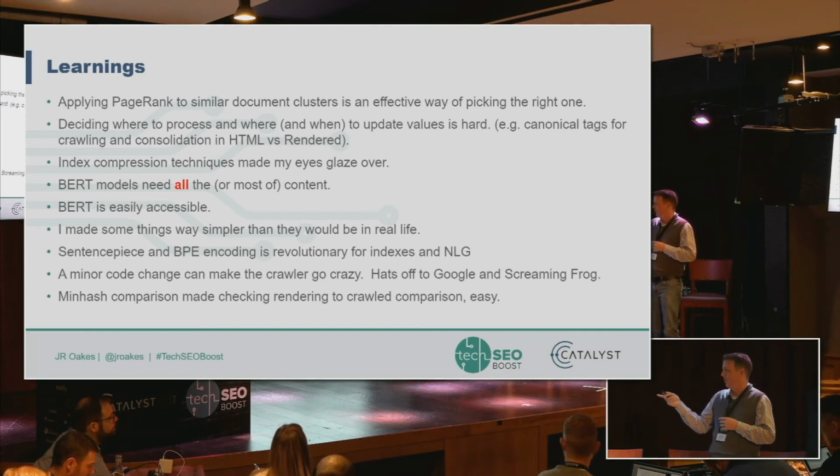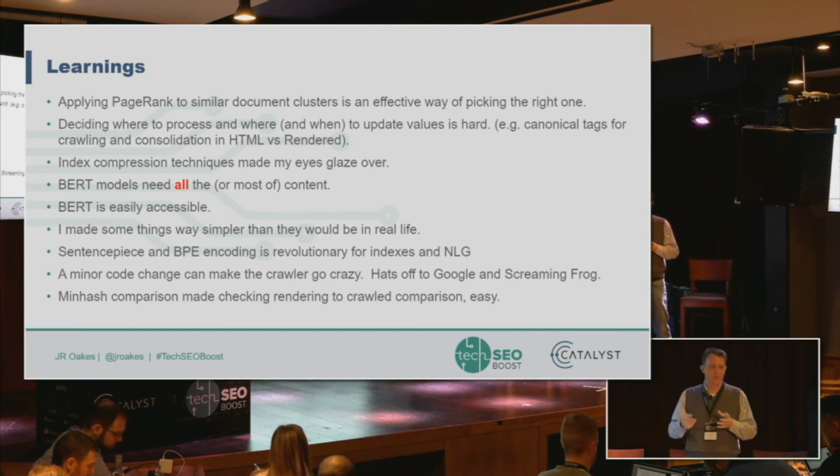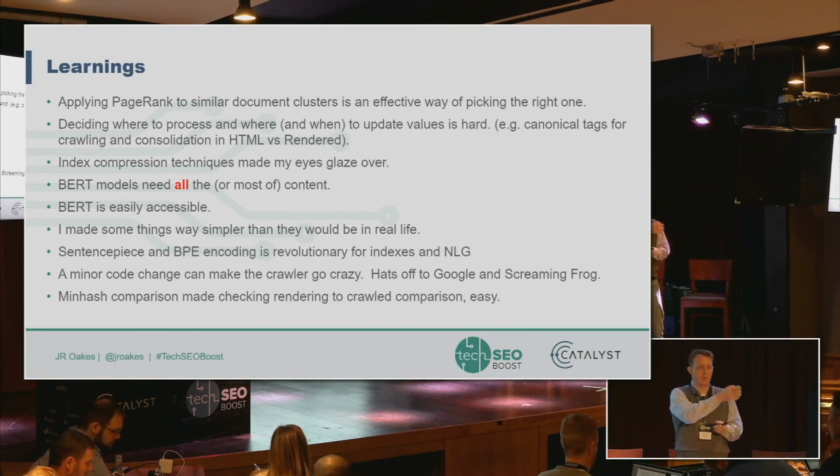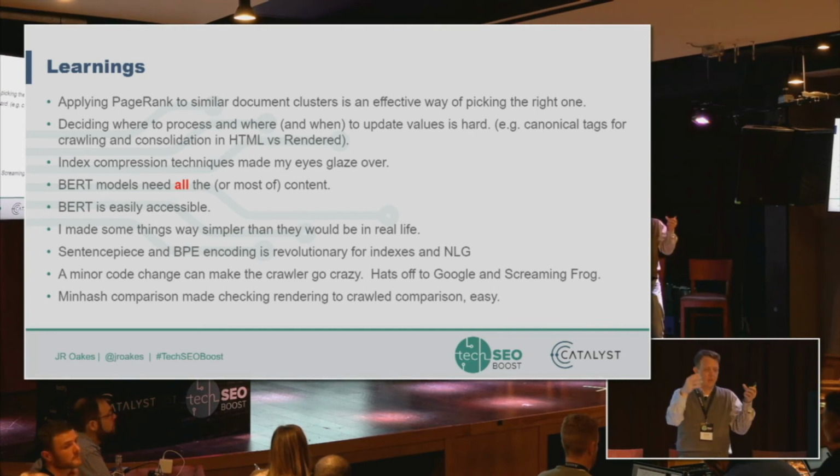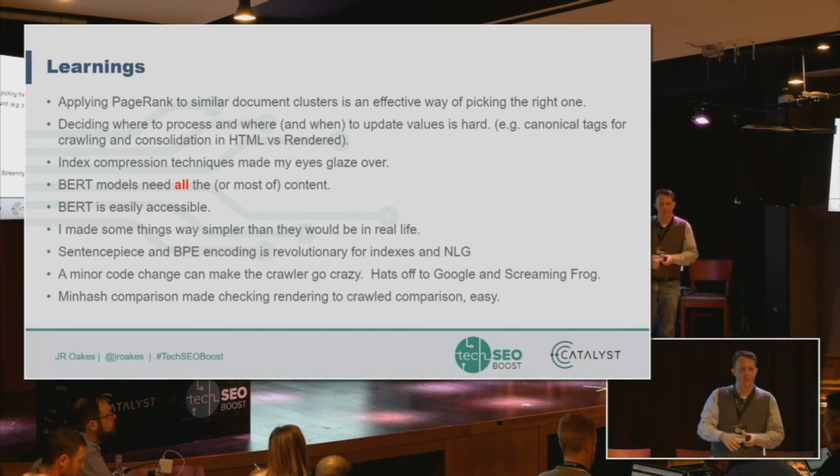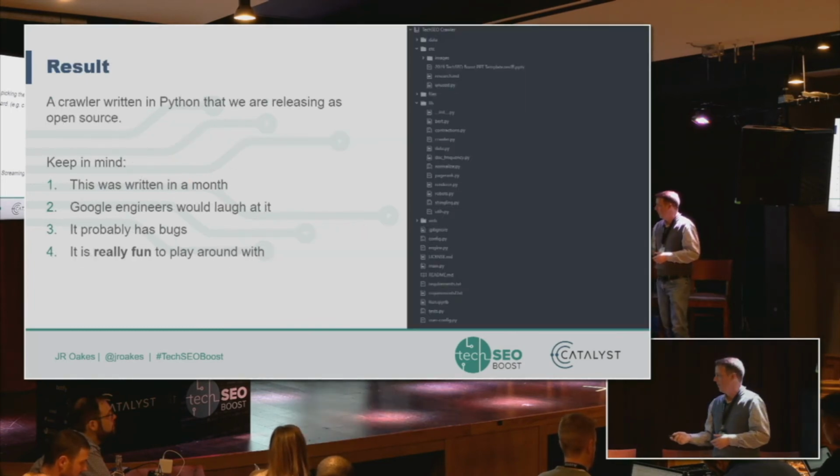Min-hash comparison made checking rendering against the crawled version really easy. You get the crawled version, get the text, render it, get the rendered version, get the text, min-hash, compare: is there more, is there less, and then that can tell you which one to grab.